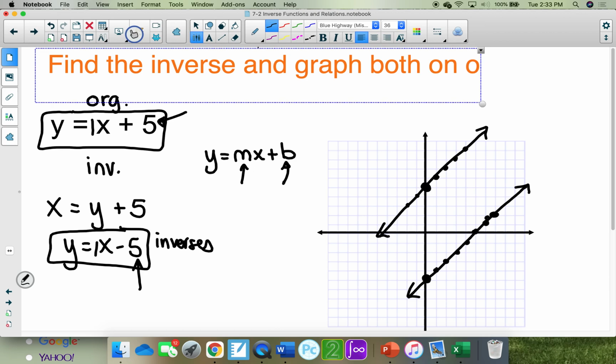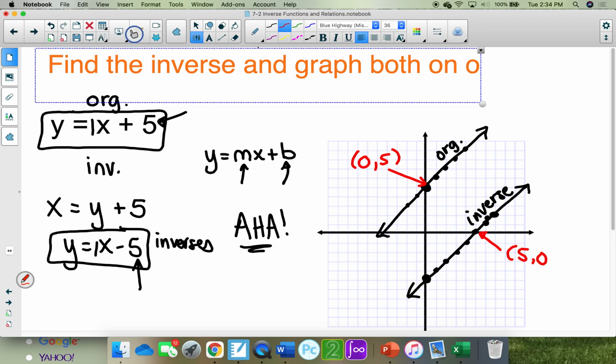The aha moment is this. If I graph them truly, this is the original graph, and this is the inverse graph. What's really cool, this is the aha moment. This point right here is 0, 5. There must be a point on this graph that's 5, 0. Aha, do you see I interchanged the x's and the y's?